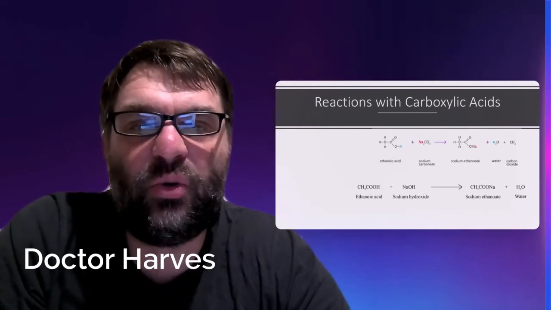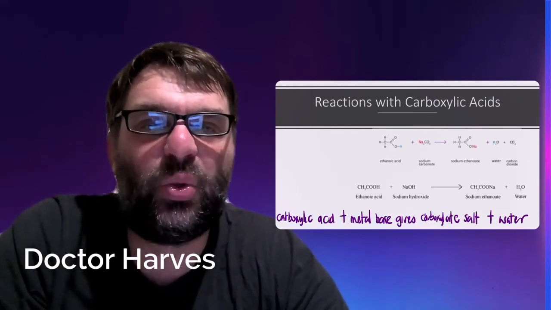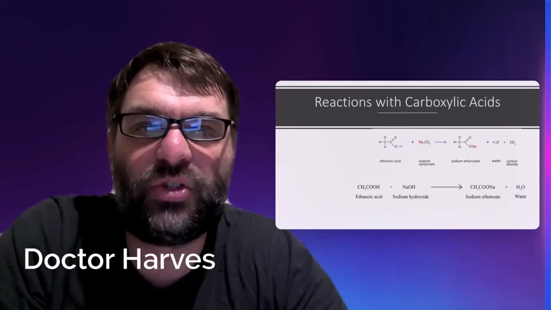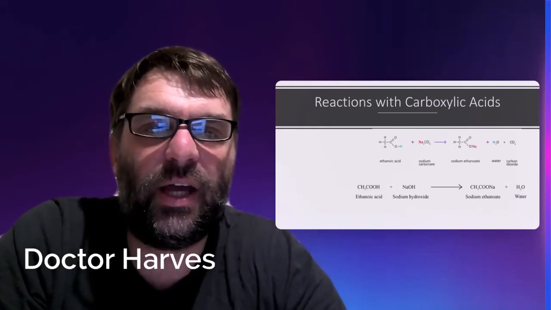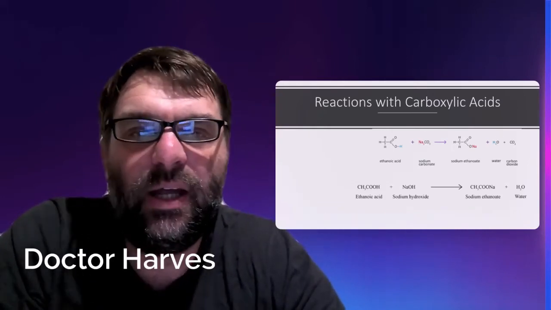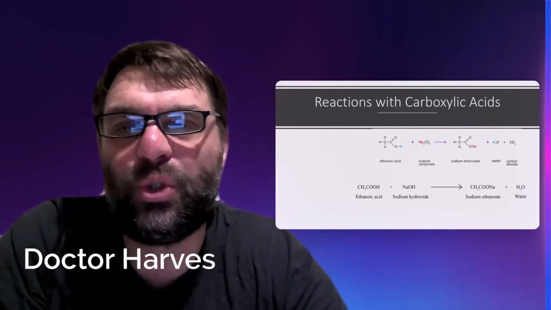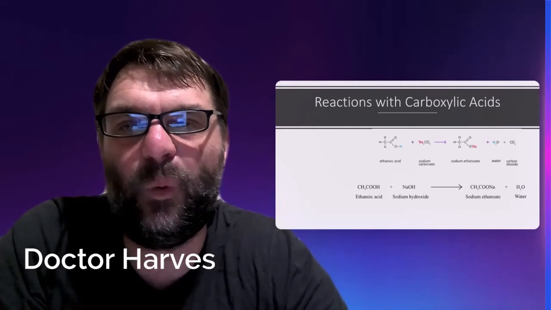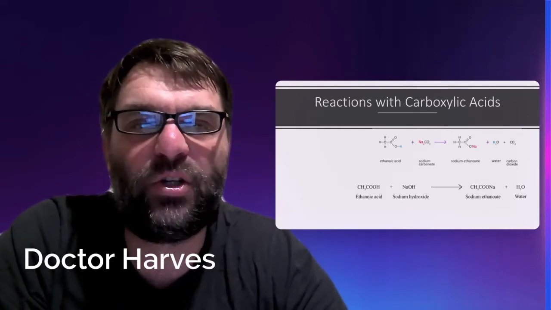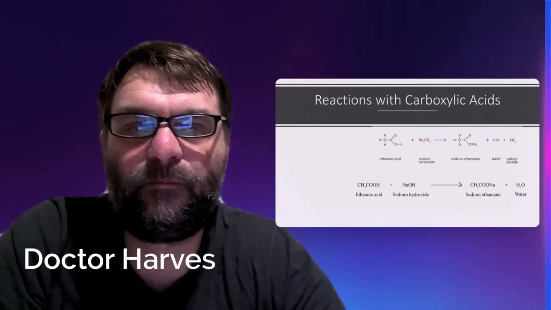Carboxylic acids can also react with strong bases like sodium hydroxide to again make the associated metal salt. In this particular case, when sodium hydroxide is used as a base with ethanoic acid, it's sodium ethanoate, and we only get water. No carbon dioxide is formed. I get salt formation, which is the sodium ethanoate.